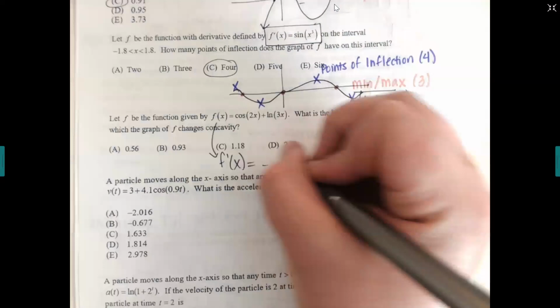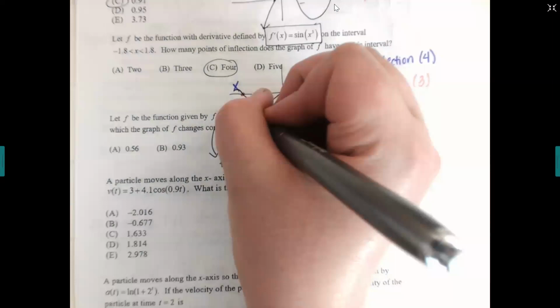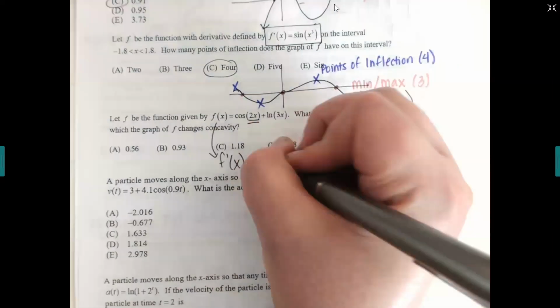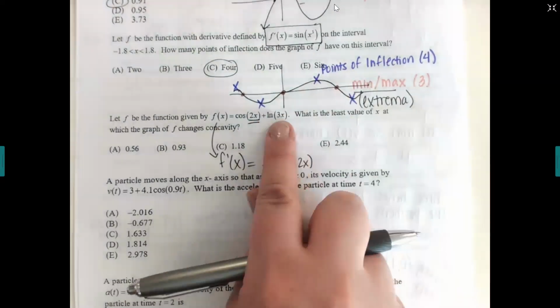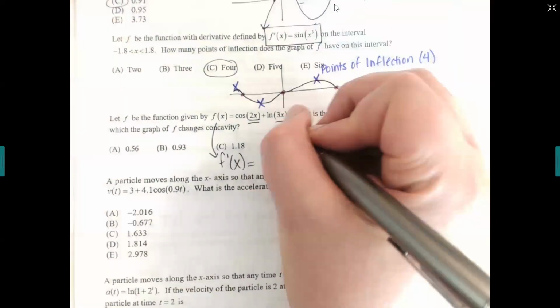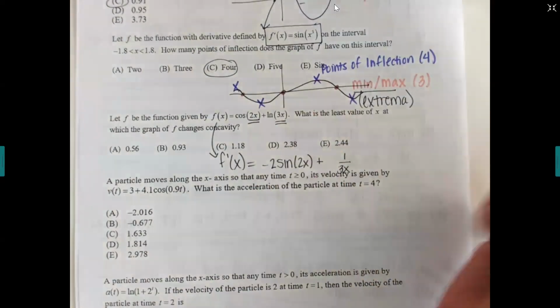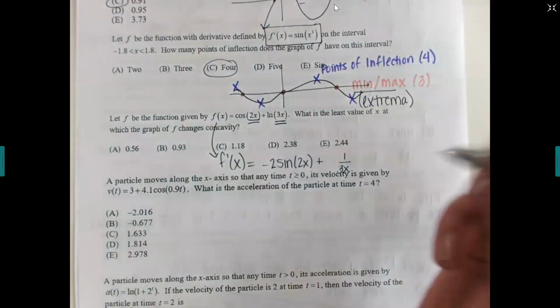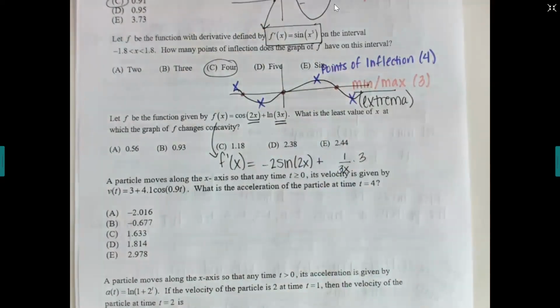Negative sine 2x times what? Do you remember chain rule? Yeah, if it's a 2x in the middle, the derivative of that is an extra times 2. So I'm going to put it there in the front. Okay, then for ln, do you remember the derivative is 1 over x? So in this case, it would be 1 over 3x. But then what would I have to remember to times by for my chain rule? The 3x, the derivative would just be times 3. Okay.